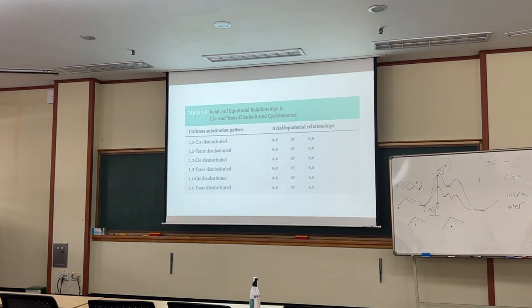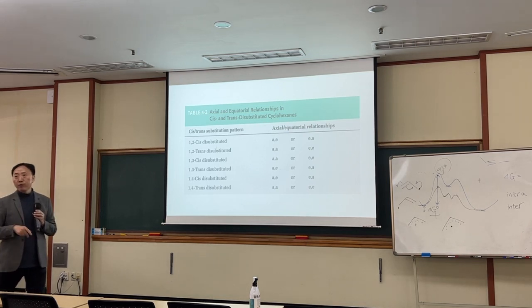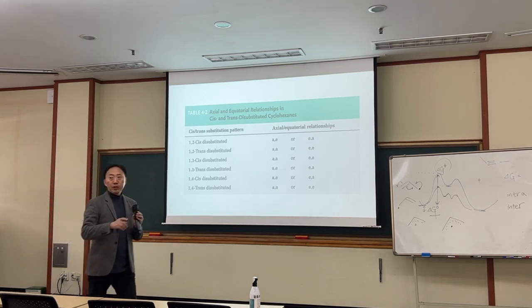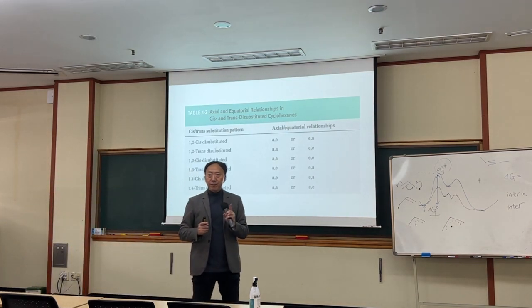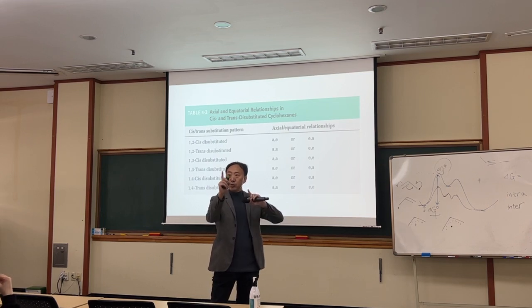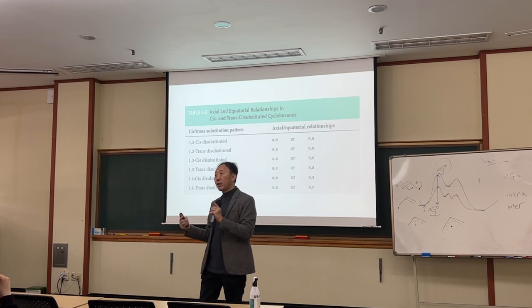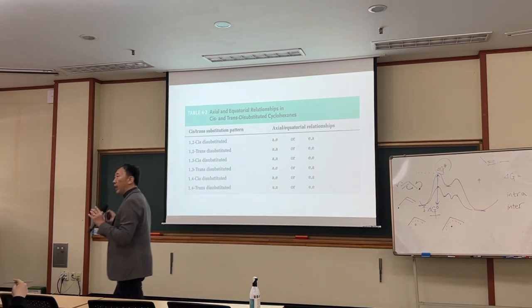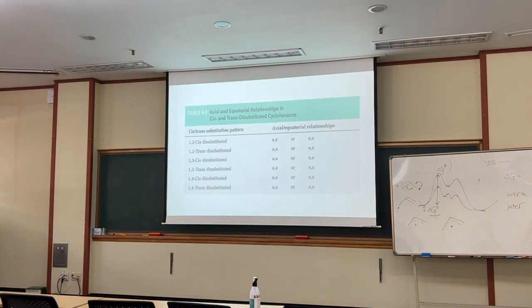It seems like 1,3 is unique, and 1,2 and 1,4 are similar. So in one case trans has the equivalent, and sometimes if it's moving further, then trans also has 2 axial, 2 equatorial. The stability was different. Okay, that relationship you need to study.